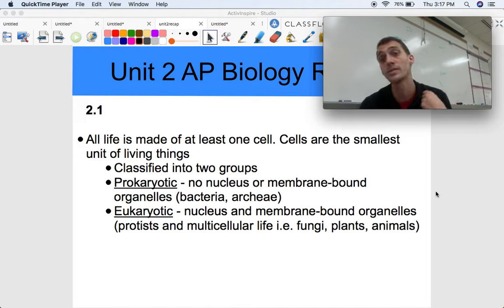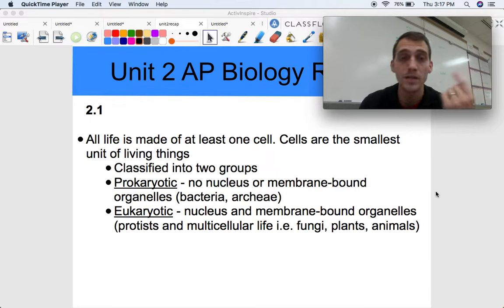You can categorize cells into two groups, whether they are prokaryotic or eukaryotic. Prokaryotic cells do not have a nucleus or membrane-bound organelles. In other words, they are not compartmentalized. At the end of the video, we're going to talk about what that means. So bacteria and another domain of organisms called archaea, some of the very first organisms to evolve on planet Earth, are prokaryotes. That's why they're called archaea. Archaea means old.